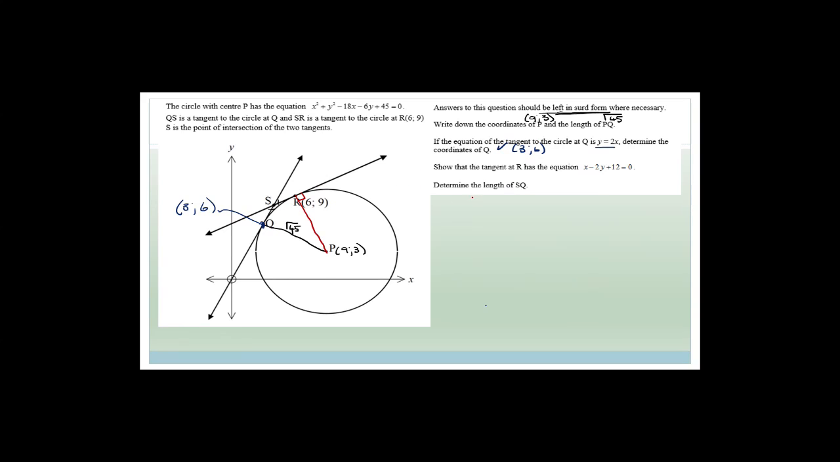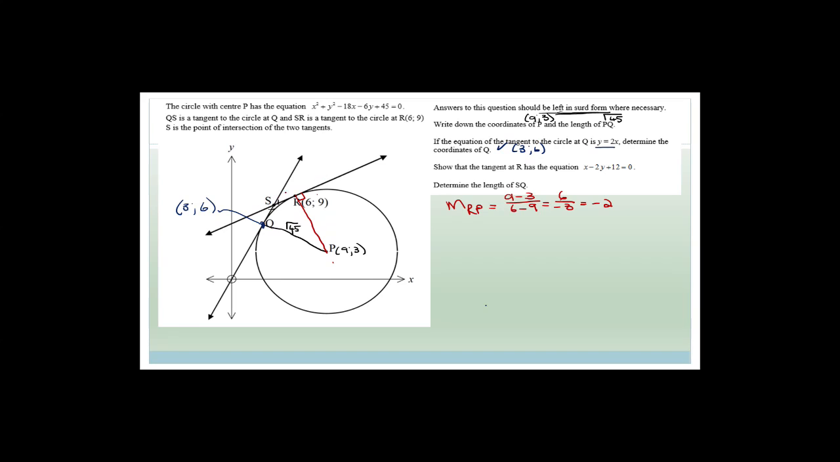So the first thing we're going to do is find the gradient of RP. We might as well call this point 1 and this point 2, so it's going to be 9 minus 3 over 6 minus 9, which is 6 over negative 3, which is negative 2. So therefore, the gradient of the line is minus 2.